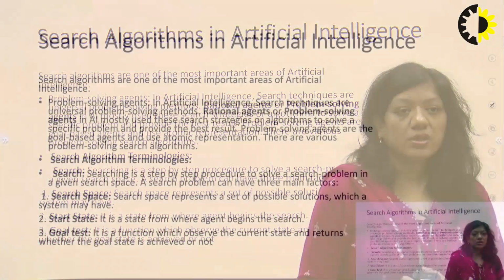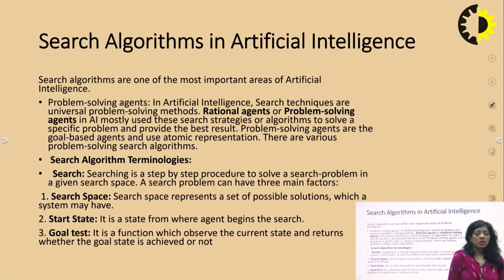So, what are the searching algorithm terminologies? Searching is a step by step procedure to solve a search problem in a given search space. A search problem can have basically three main factors. First one is search space, second one is start state, and third one is goal test. So, what is search space? Search space represents a set of possible solutions which a system may have, and the start state is a state from where the agent begins the search.